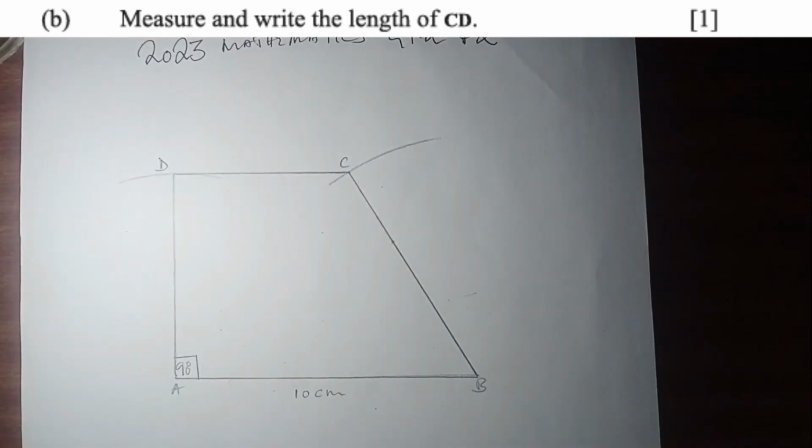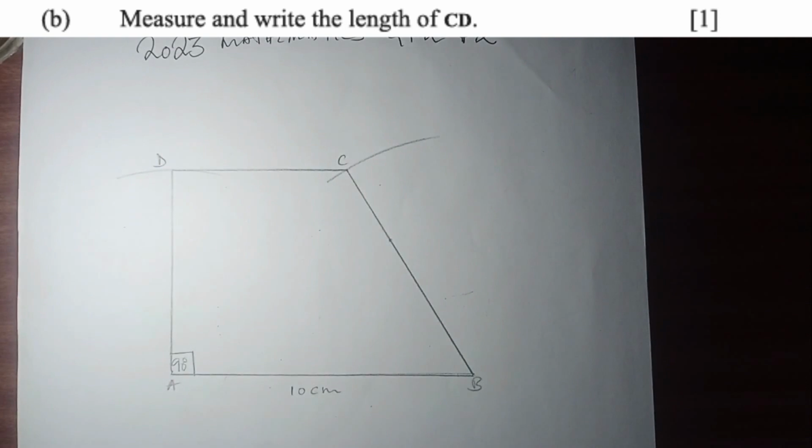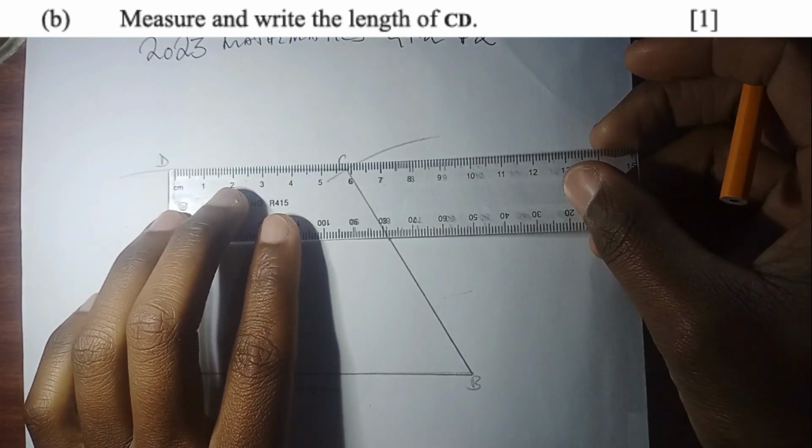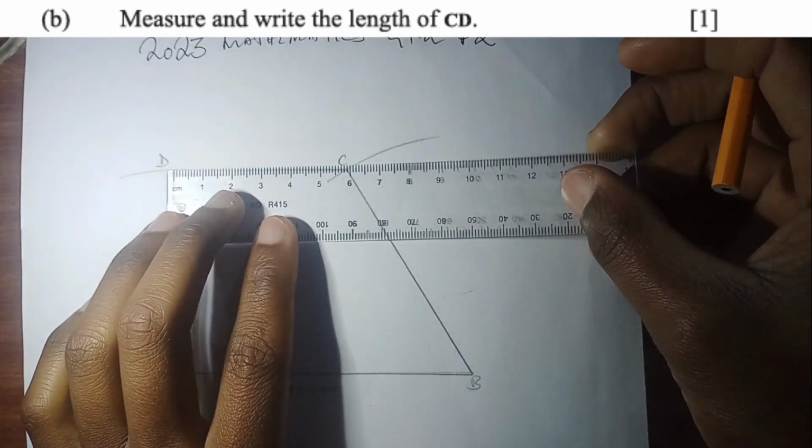Now that we have finished with the construction, what's B saying? Measure and write the length of CD. Don't rush because you end up skipping certain questions. Just take your time. CD, let's measure it in centimeters.